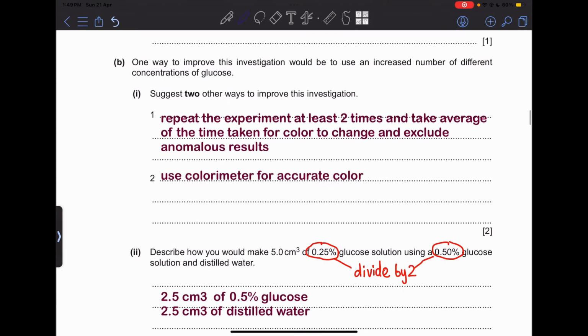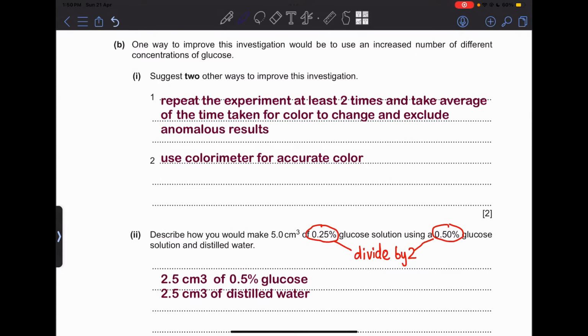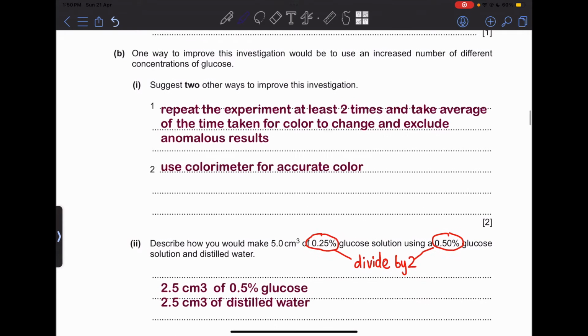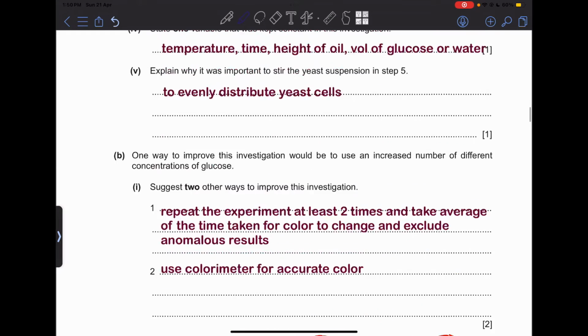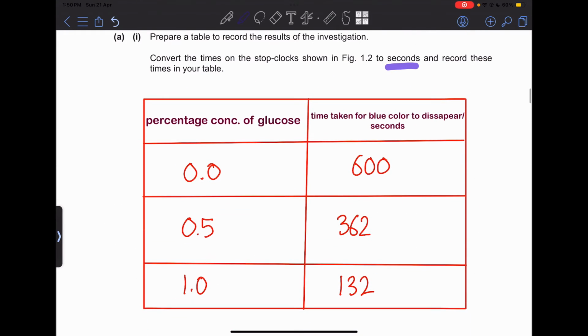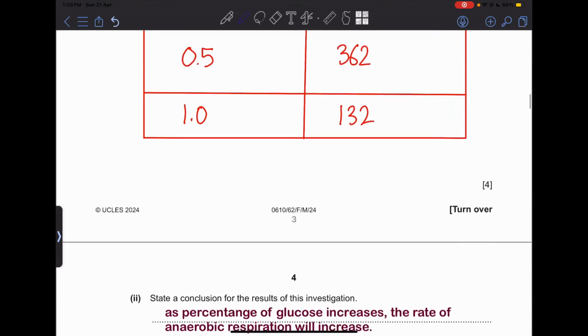B says one way to improve this investigation would be to use an increased number of different concentrations of glucose. Suggest 2 other ways to improve this investigation. So you can repeat the experiment 2 times and then take the average of the time taken for the color to change and exclude anomalous results. Anomalous results means results that are not fitting in the pattern. So you can make sure that your results were actually accurate by repeating it again and taking the average or mean of the time taken.